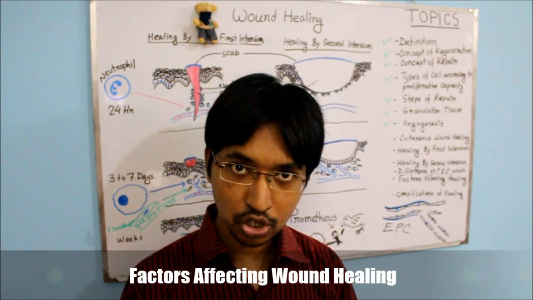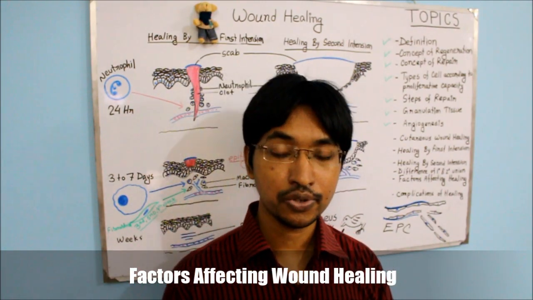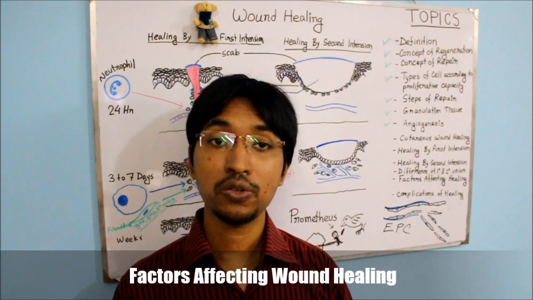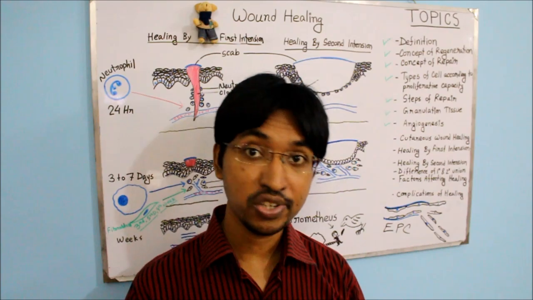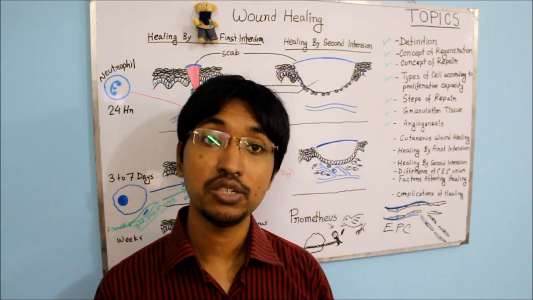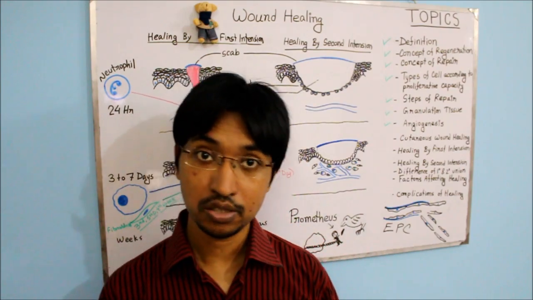They are systemic factor and local factor. Among the systemic factors, there is first nutrition. Recall that if there is protein deficiency, malnourishment or vitamin C deficiency, that will diminish wound healing. Recall that vitamin C is vital for collagen synthesis.